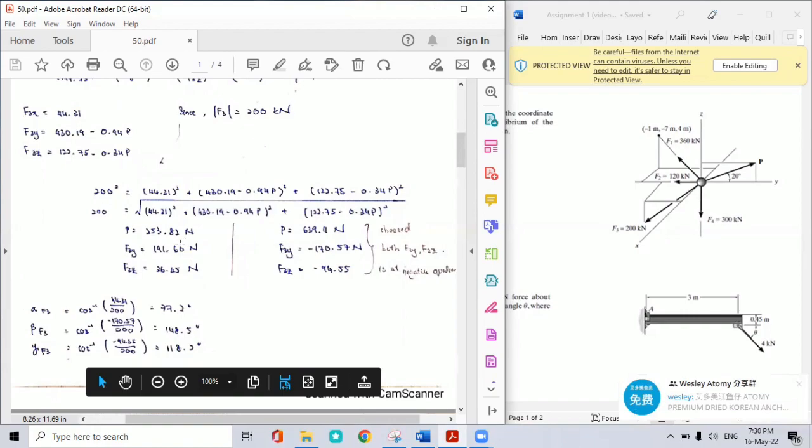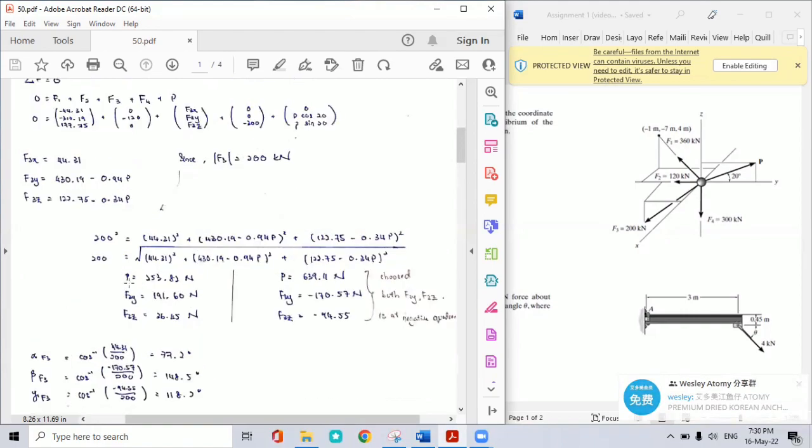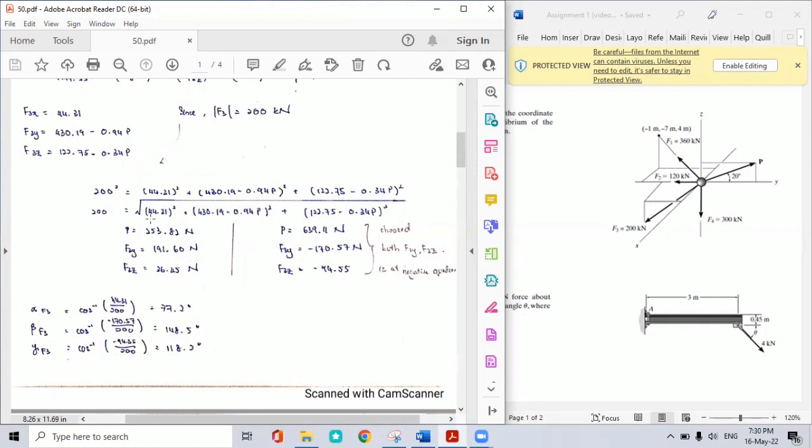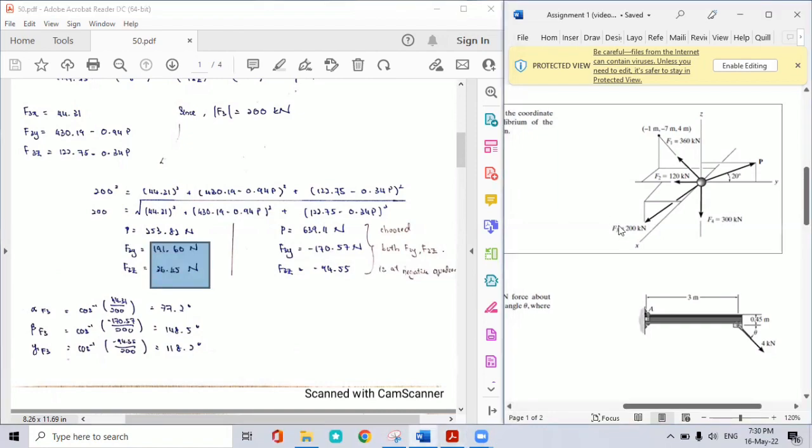So how can we choose which to use? Because we can only use one value in this question, right? So we need to see the values calculated from P. The value calculated from P right here is positive, meaning this F3 will be at the positive region right here.